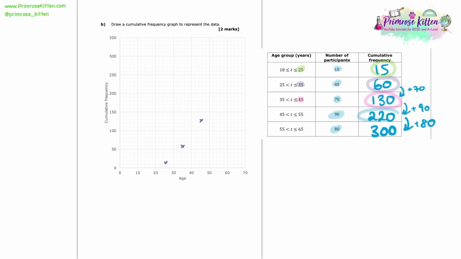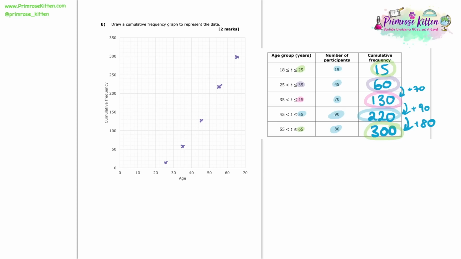Then now we're going to do the 55. So we go along at 55 along the x-axis, and then we're going to go up to 220. Now we're on to the final point. We need to plot a point at the end of the interval again, so that's 65 and 300 high.